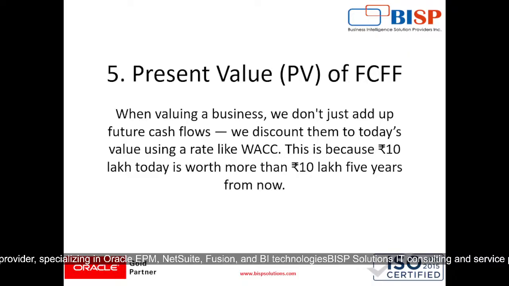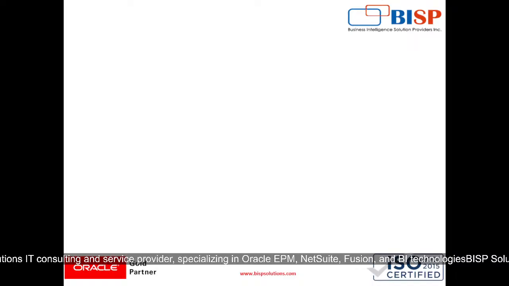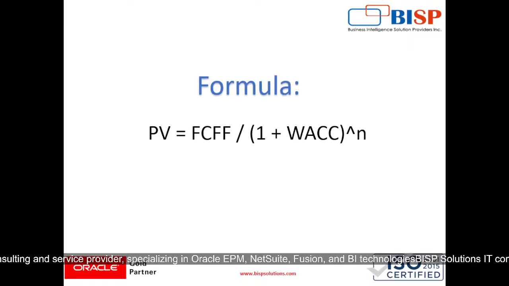Then comes our present value of FCFF. So when valuing a business, we don't just add up future cash flows, we discount them to today's value using a rate like WACC. This is because rupees 10 lakh today is worth more than 10 lakh rupees 5 years from now, right? So for calculating present value of FCFF, the formula is FCFF upon 1 plus WACC to the power n. N is the number of years, right?